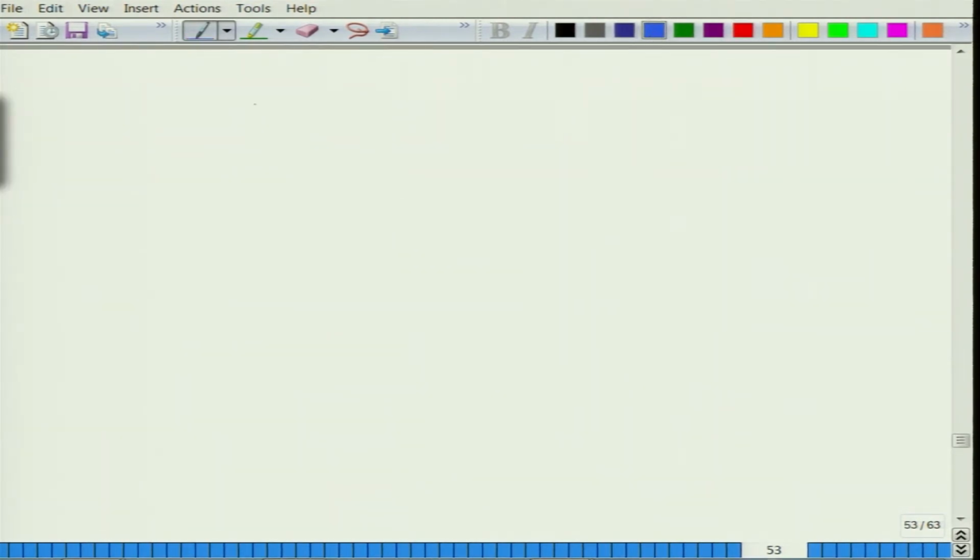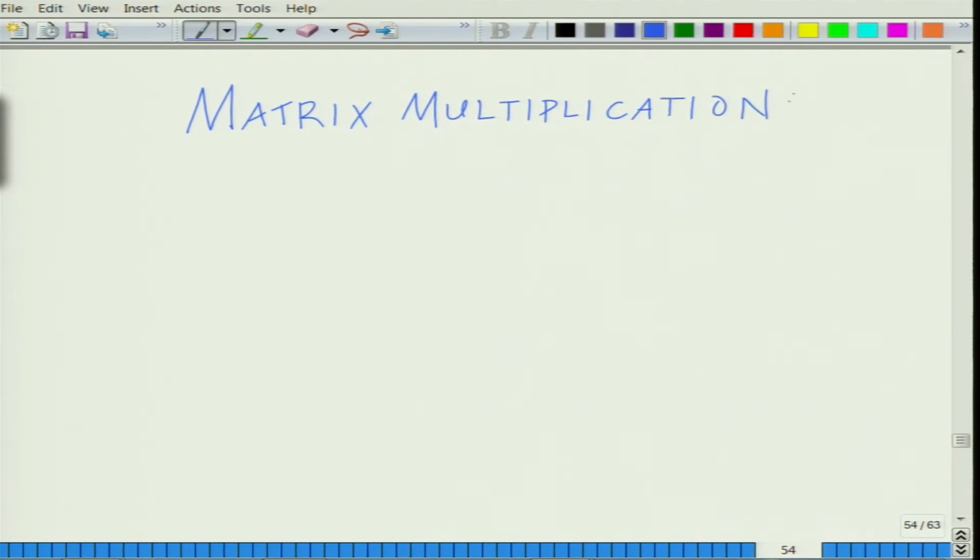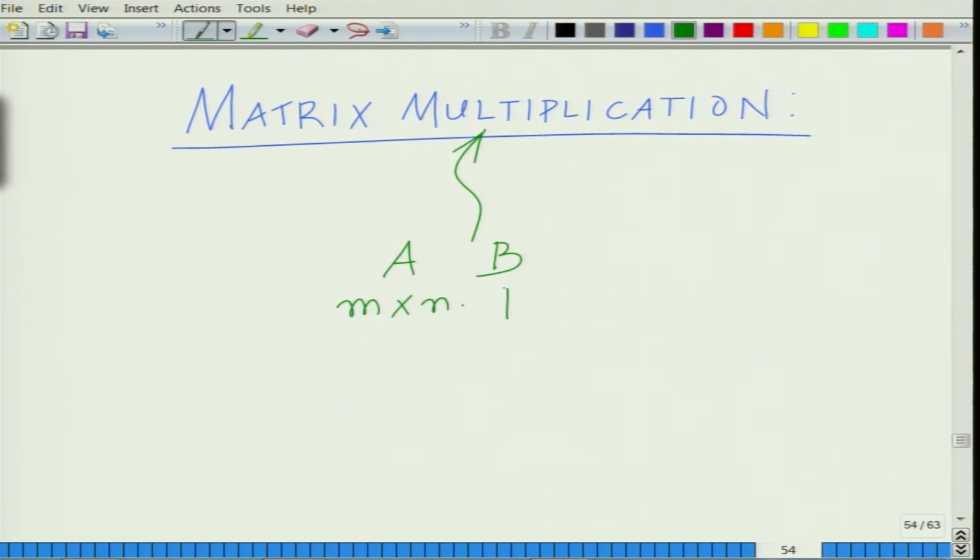Let us now consider matrix multiplication. How and when can you multiply two matrices? Let us consider again two matrices A and B. A is M cross N and B is P cross Q. Now you can multiply A and B only if this N is equal to P.